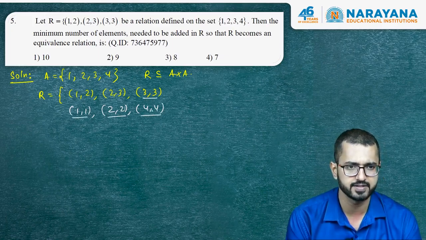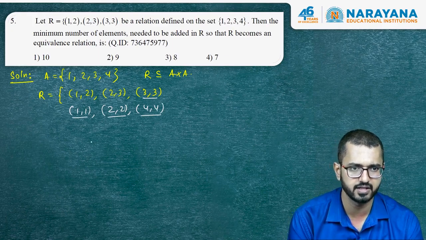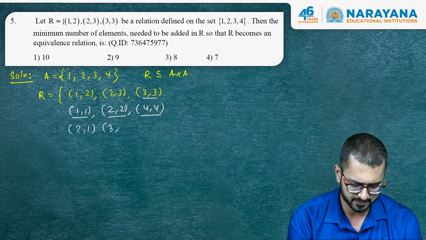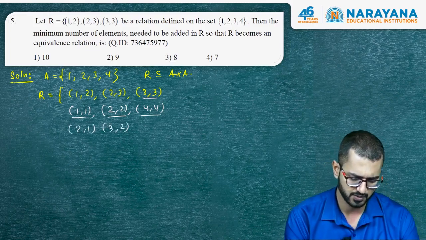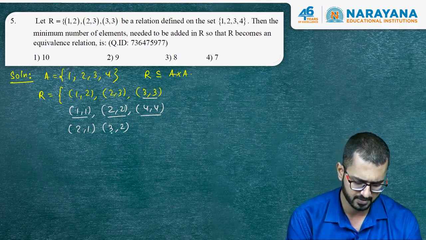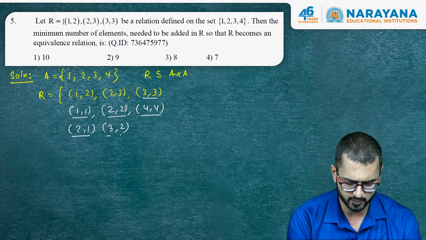Now we have added these 4 basic requirements for reflexive. So this is now reflexive. Now we need to make it symmetric. So for symmetric, we have (1,2) is given. That means I need to add (2,1), and (2,3) is given. So I need to add (3,2) as well. So you can see now it becomes symmetric. So yes, all are there now. So this becomes symmetric.